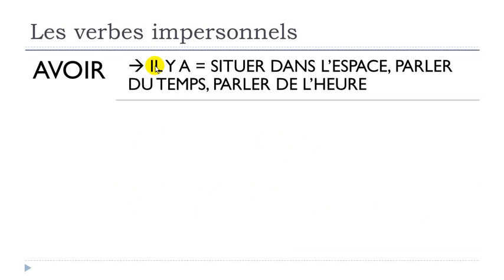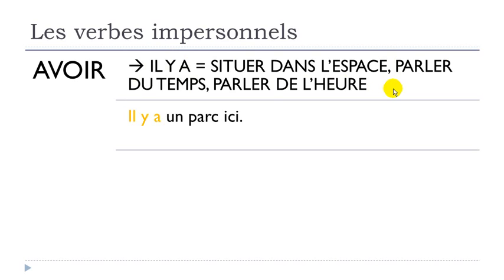Avoir, so well, we did introduce that a little bit earlier, but then this il y a structure is quite useful because you can situer dans l'espace, parler du temps, parler de l'heure. So if you want to locate into space, say where things are, or then parler du temps, talk about the weather, or then parler de l'heure, talk about the time. So that's the structure you will have to use, this il y a, il y a. Okay, so let's see one example. Il y a un parc ici. Okay, so there is un parc ici, here.